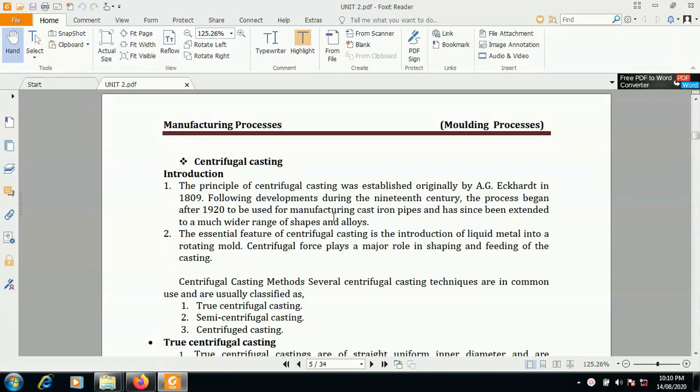Good morning student friends. In the last video we have seen the investment casting process. In this video we will see the centrifugal casting process. The essential feature of the centrifugal casting process is introduction of liquid metal into a rotating mold.